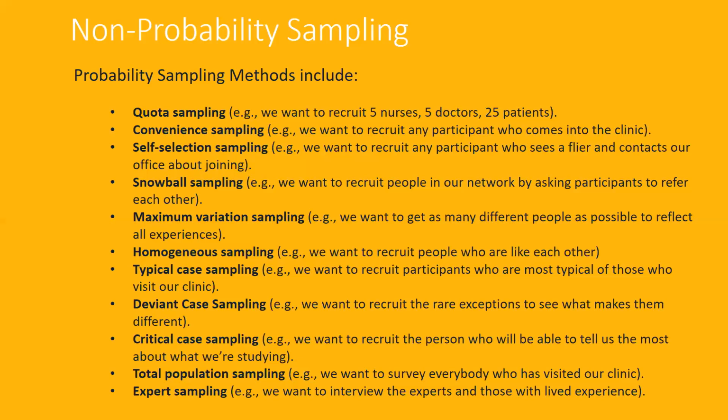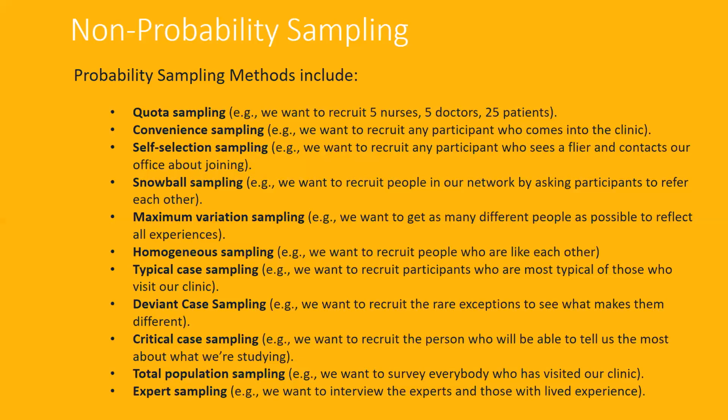Critical case sampling is a really useful strategy as a way to think about how you recruit people. Then there's total population sampling, which you could often call a census. Total population sampling is where you want to survey anybody and everybody who's visited the clinic, to get a wide, broad spread consensus.